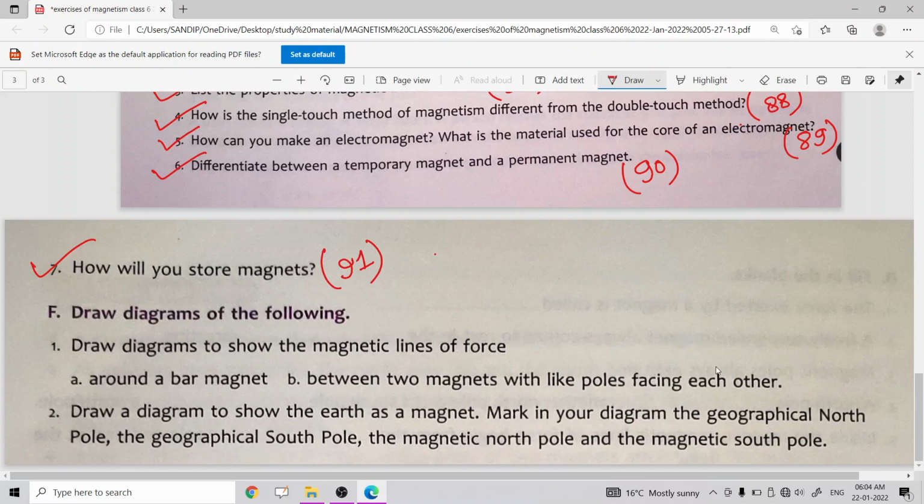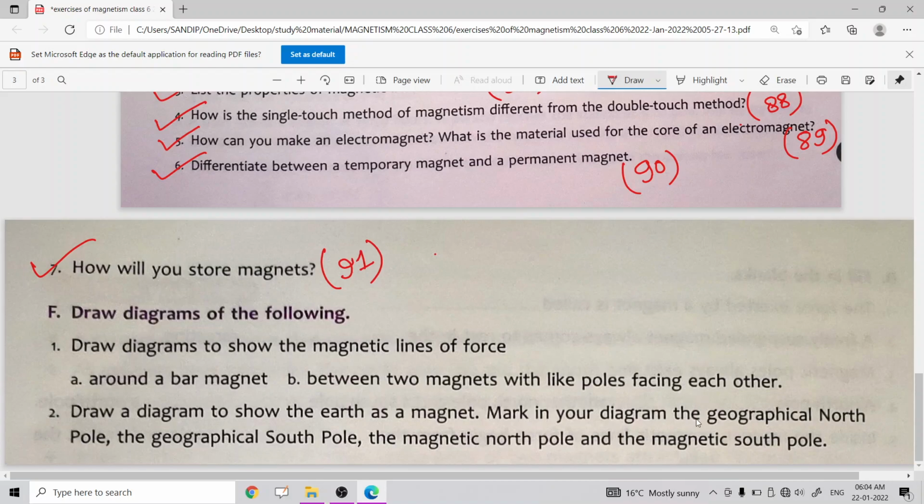A magnetic keeper is basically a soft iron bar. While storing bar magnets using magnetic keepers, two bar magnets are placed side by side with their opposite poles at the same end. So we just have to use magnetic keepers to store the magnets safely.